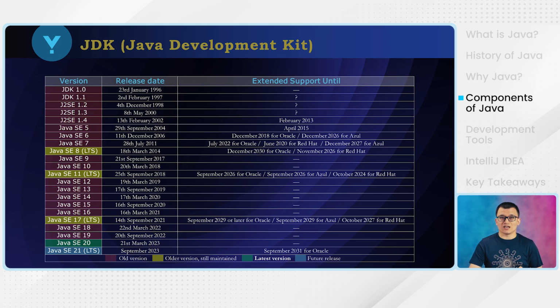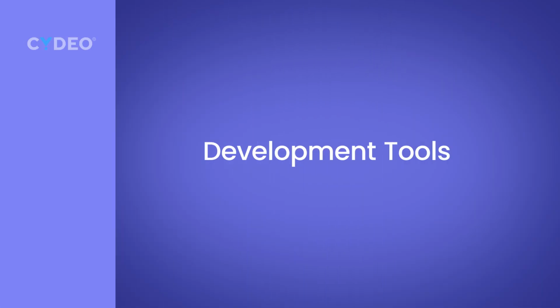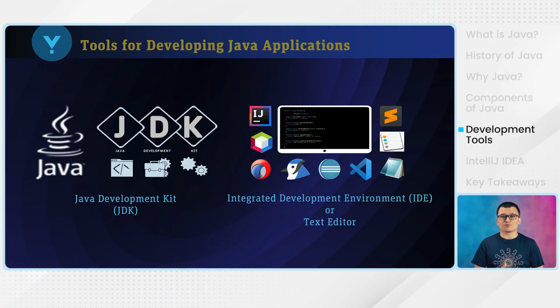And this JDK 17 is the latest long-term supported JDK. And that's also the same version of JDK that we are going to use in our Java class. Next, the tools for developing Java applications. So in order to be able to develop Java applications, you need those two tools.